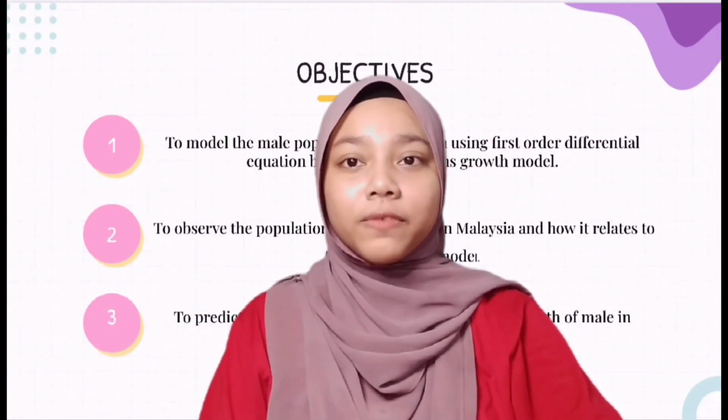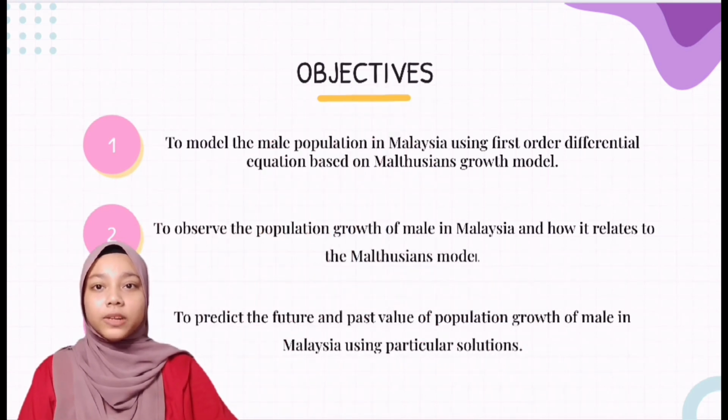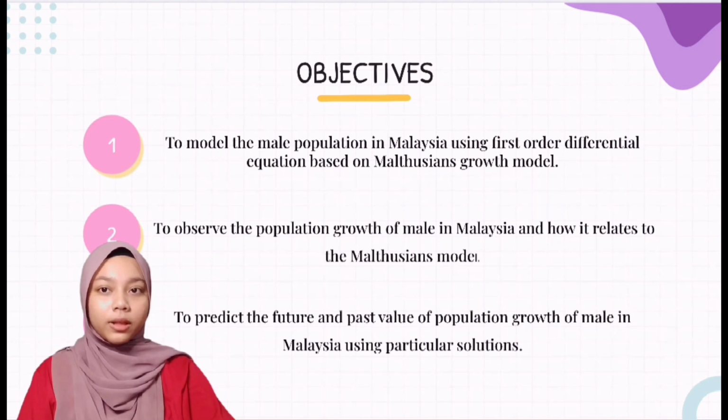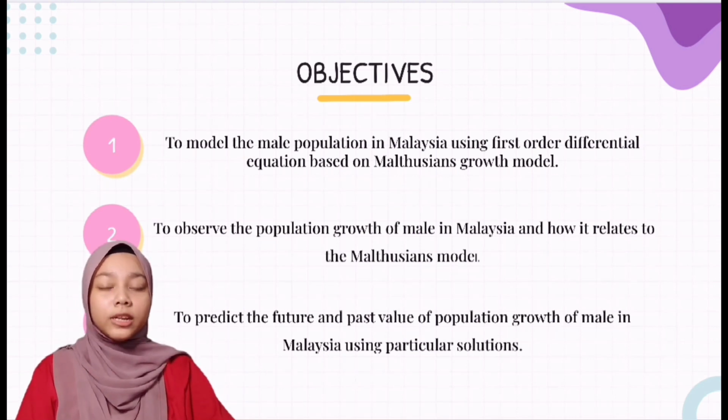Next, the objective of this task is, firstly, to observe the population growth in Malaysia and how it relates to the Malthus model. Secondly, to predict the future and past value of population growth in Malaysia. Thirdly, to model the male population in Malaysia using a first-order differential equation based on Malthus's growth model.